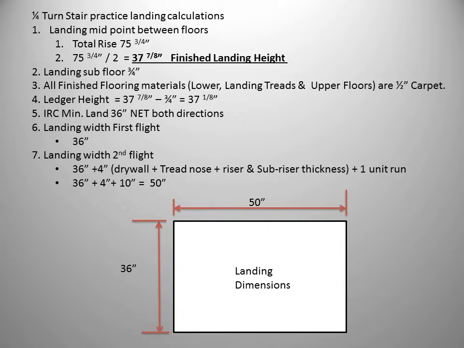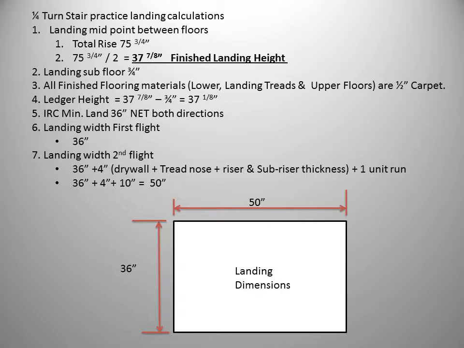In our example, our landing height is calculated to be 37 7/8 inches from the top of the lower finished floor to the top of the finished landing. Since all the flooring materials are the same in this example, we can also say that the subfloor to subfloor height of the landing is 37 7/8. To find the height of our ledgers, we need to subtract the thickness of the landing subfloor. So our ledger height would be the finished landing height minus the subfloor thickness, or 31 1/8 inches.